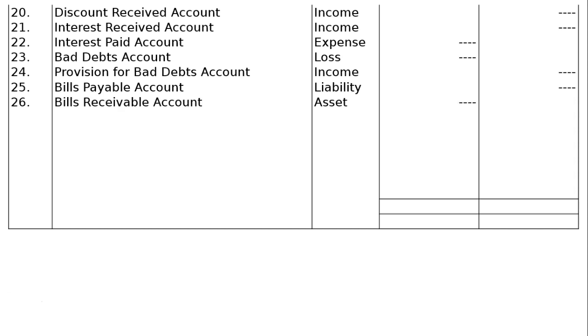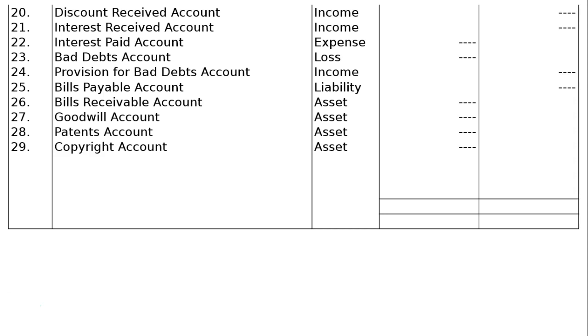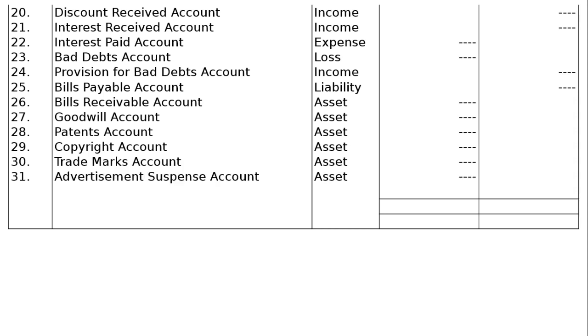26, bills receivable is an asset. Bills receivables are assets and these are shown in the debit column. 27, goodwill account. Goodwill account is an asset account, it is shown in the debit column. 28, patents account. Patents are asset, assets are shown in the debit column. 29, copyright account. Copyright is an asset, it is shown in the debit column. 30th is trademarks account. Trademark is an asset, it will be shown in the debit column.